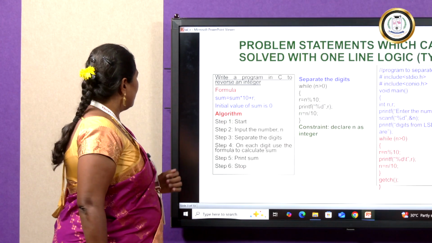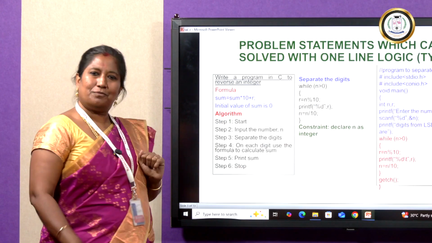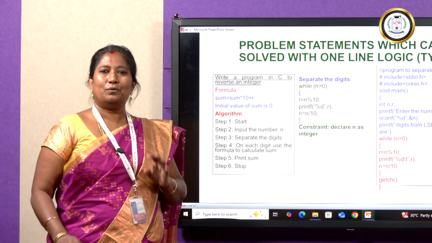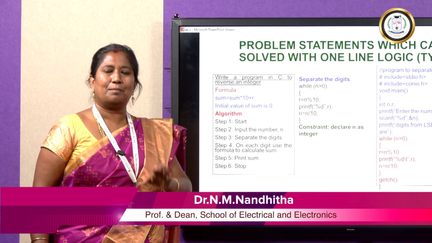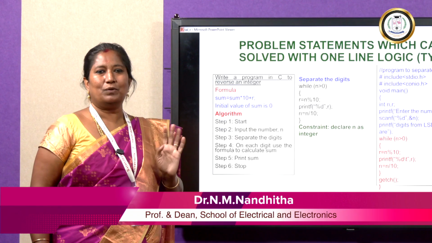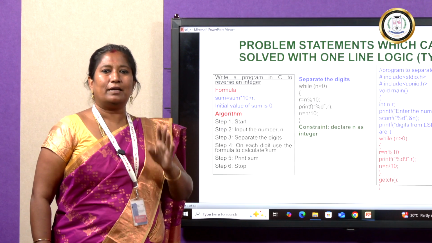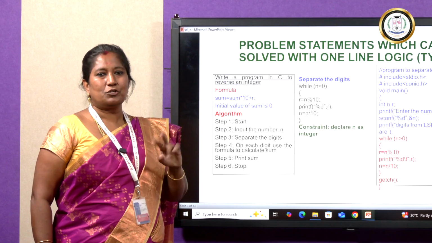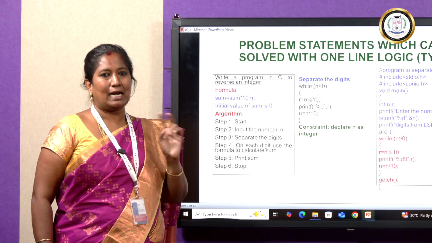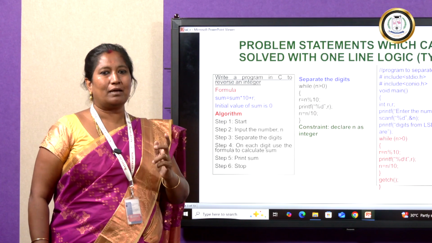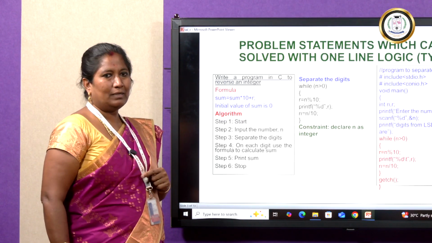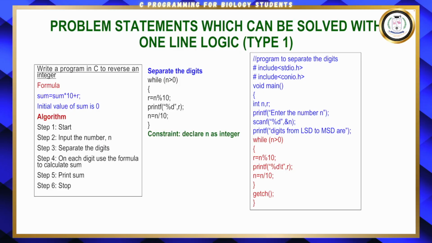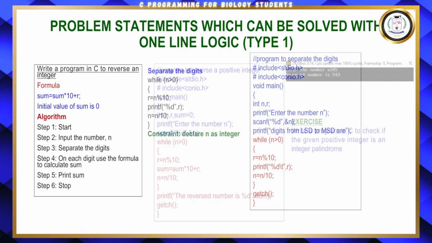So here I have given you one formula. This is also a formula basically. When you want to reverse a number, integer number, the rule is this. Positive integer number, if it has to be reversed, the rule is this. sum equal to sum into 10 plus r. So what should be the initial value of sum? Sum is an additive identity. So sum should be equal to 0. That's it. So when you have to reverse a number, the logic which I have given here is sum equal to sum into 10 plus r. So let us see the next slide.